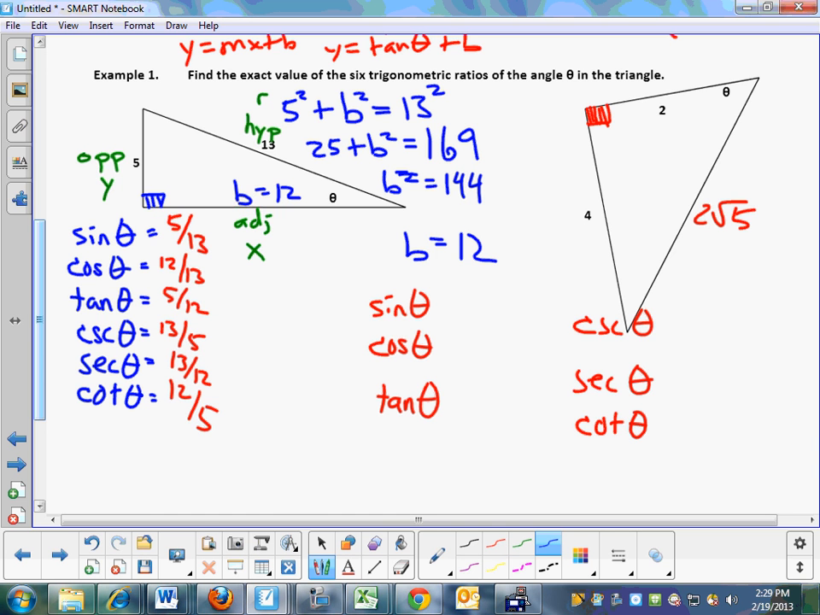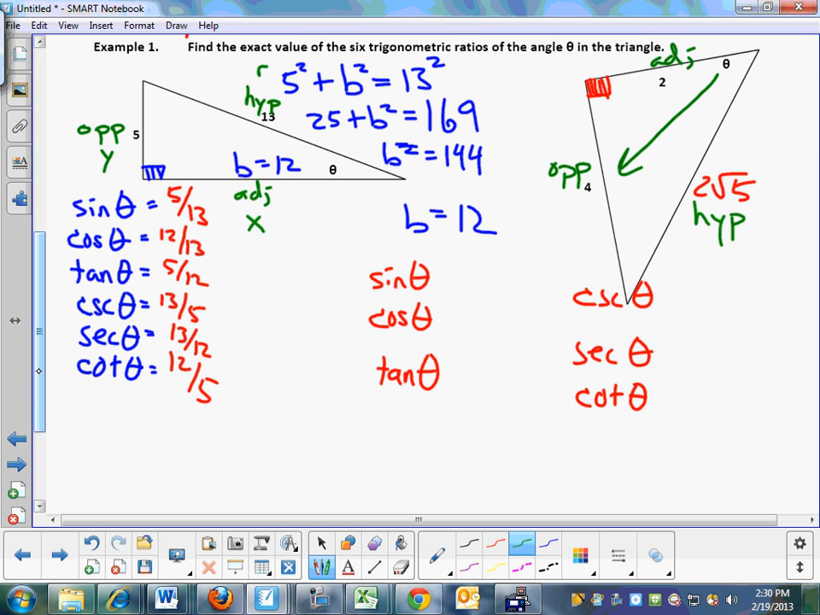Now, this one's kind of turned upside down. I know that 2 roots of 5 is going to be the hypotenuse. Tell me, is 4 going to be the opposite side, or is it the adjacent side? It's opposite, because it's opposite the angle. Whereas 2 helps make up the side of the angle, so that would be your adjacent. So what's sine? Four over 2 roots of 5.